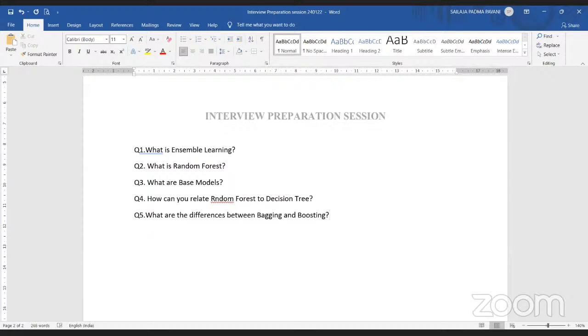What are the differences between bagging and boosting? Anyone? Bagging means what?